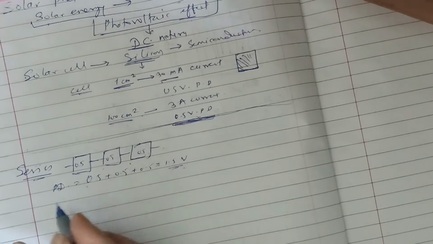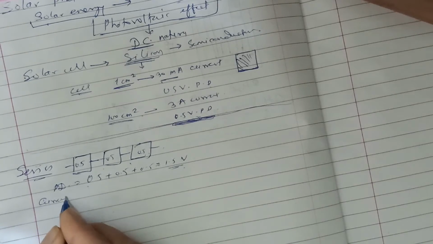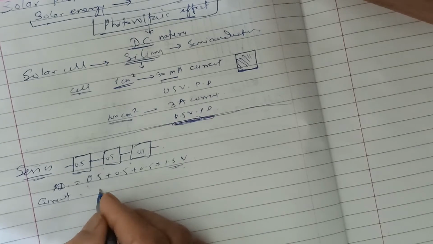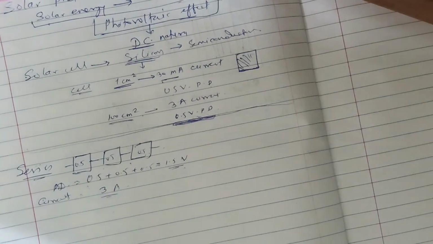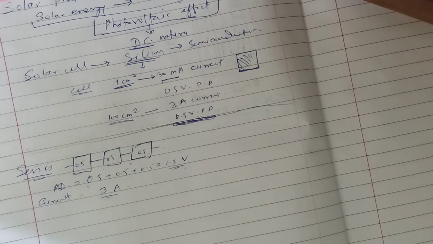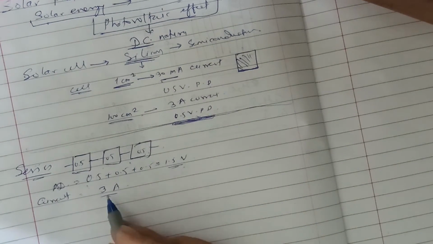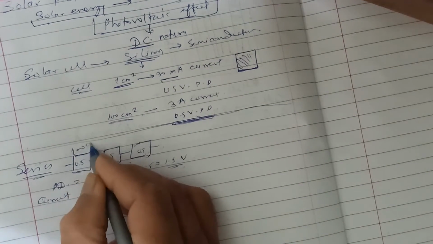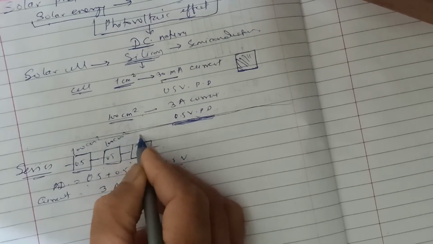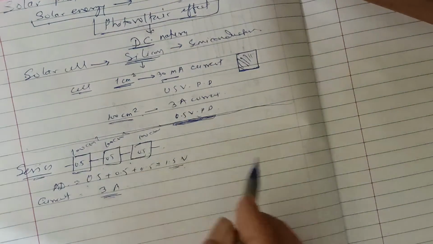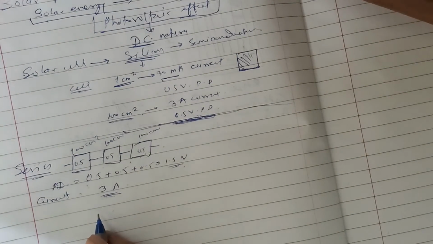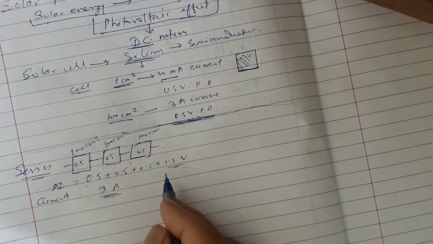But the current flowing through them remains the same, that is 3 ampere. So here the current does not increase. When solar cells are connected in series, the currents from individual cells are not added. Suppose a 100 centimeter square cell is there, then the current produced in that series combination remains the same; it is not added, only the potential difference is added.